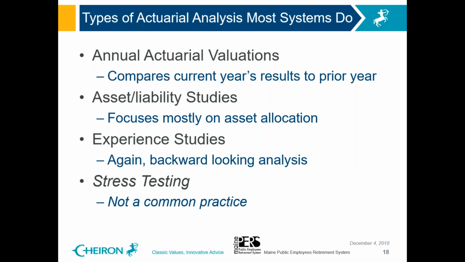So let's talk about the types of actuarial analysis that most systems do. Everyone does an annual actuarial evaluation, but like the earlier slide showed, that compares this year's results to the prior year. Periodically, asset liability studies are done, but from my experience, I've seen 95% of the studies focus mostly on asset allocation. They claim to bring in the liability side, but I've never, in those 95%, really seen the liability side adequately brought in.